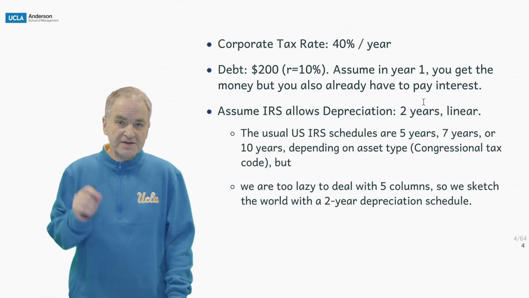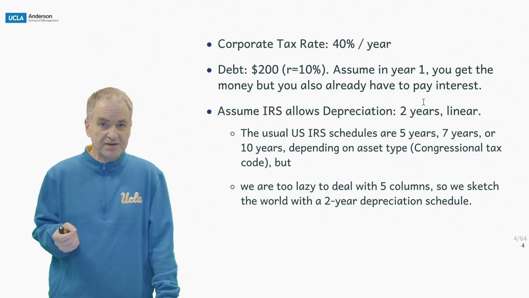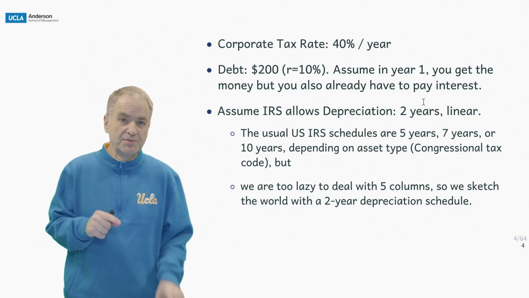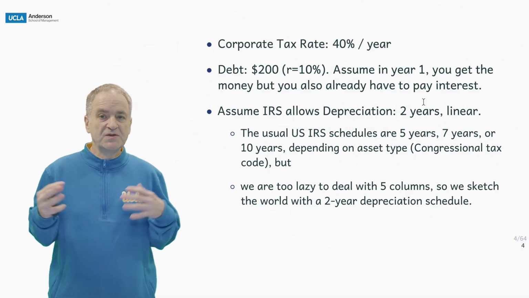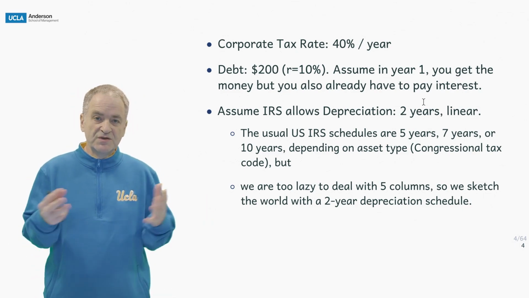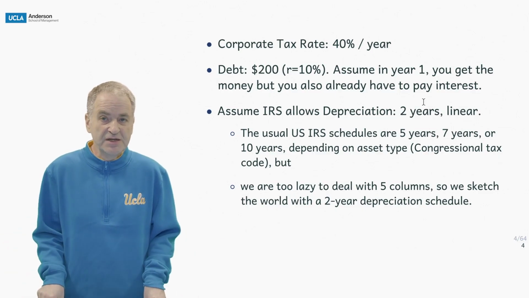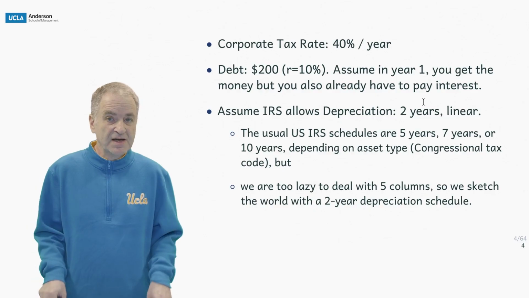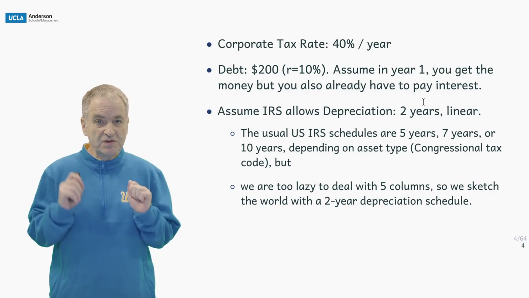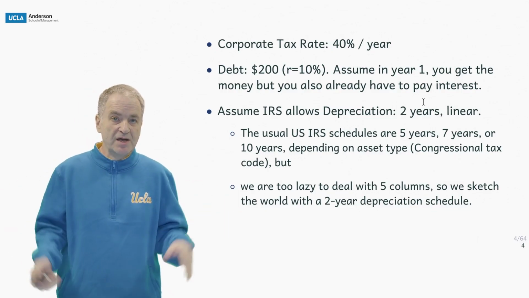Now, the usual schedules for various types of assets are 5 years, 7 years, or 10 years. And that depends on the asset type. And more than that, it depends on whatever Congress in a particular moment in time wants to give advantageous treatment to. So sometimes they want to allow research and development expenditures to be depreciated over 1 year, that is expensed immediately, or over 3 years. It can happen all the time. But again, we're too lazy to deal with 5 columns, so we're just going to sketch the world with a 2-year depreciation schedule. It will work the same way with more years.